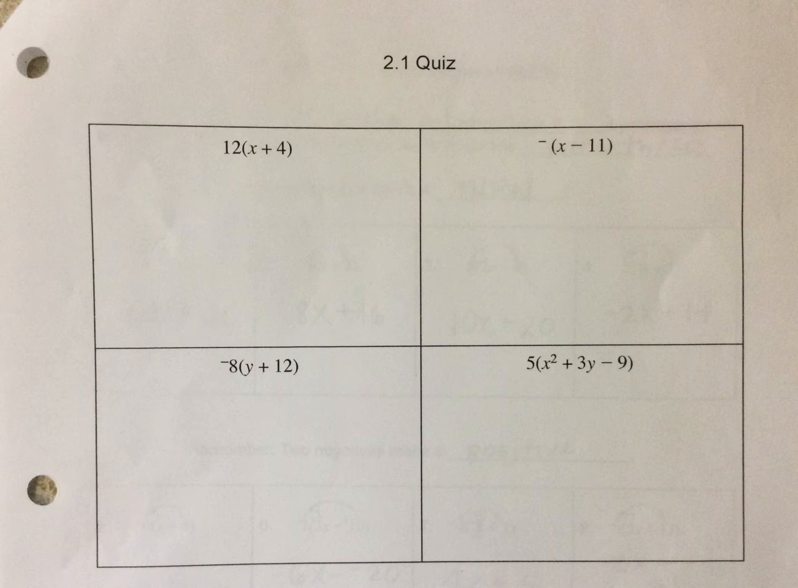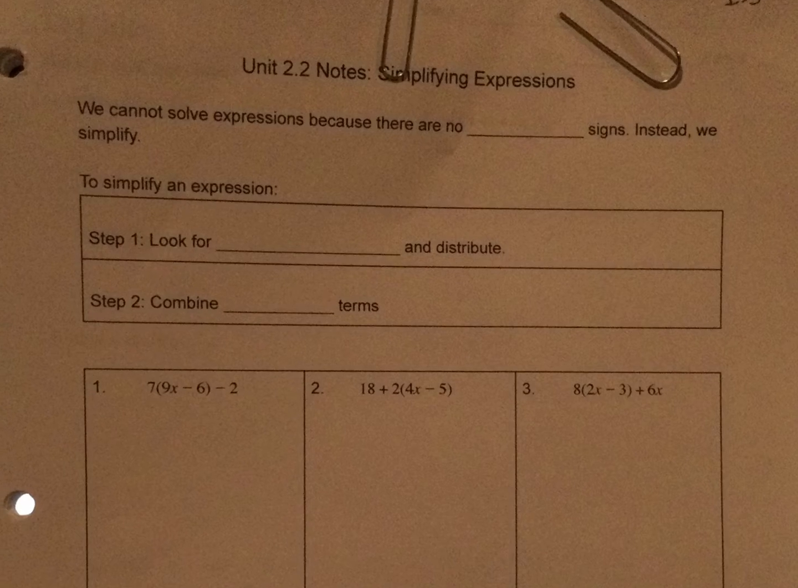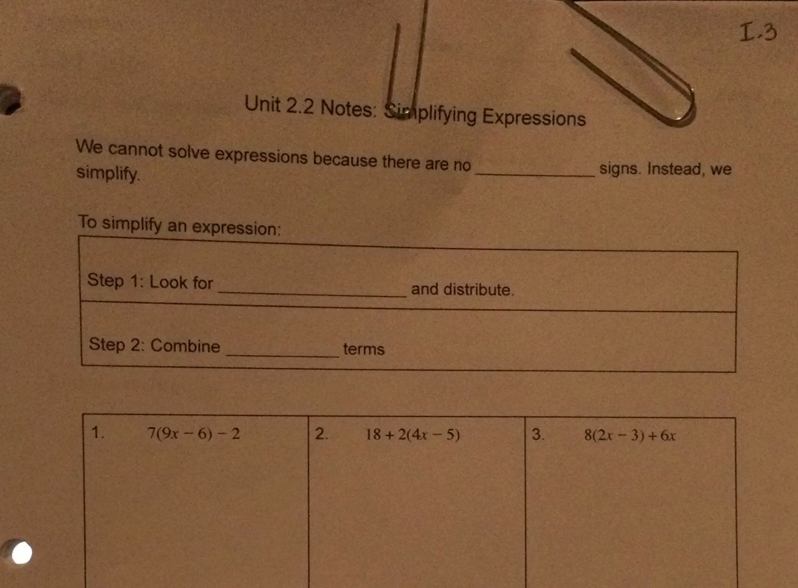The first thing I need you to do is get out 2.1 quiz and do that. And I need that turned in. When you're done, flip over to 2.2. We have notes to take. All right, this is 2.2. Sorry the paper's yellow and ugly, but all right.